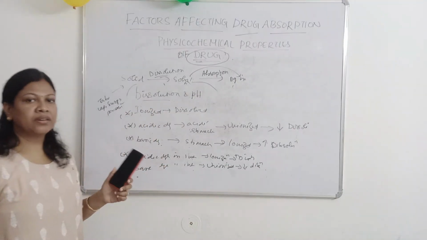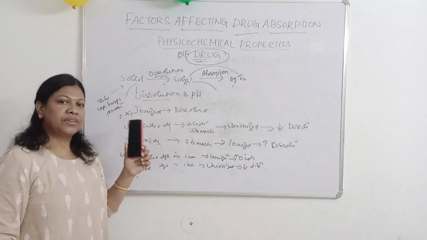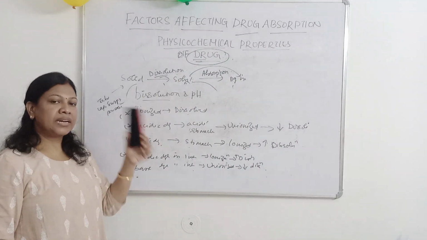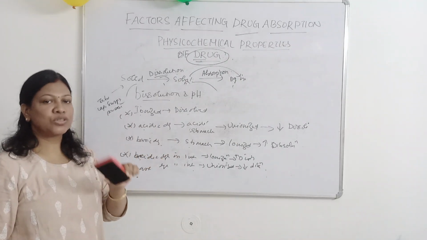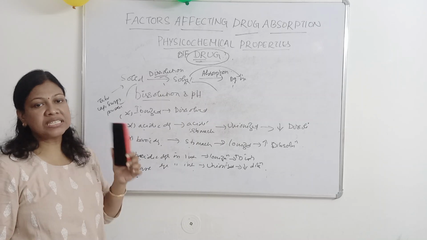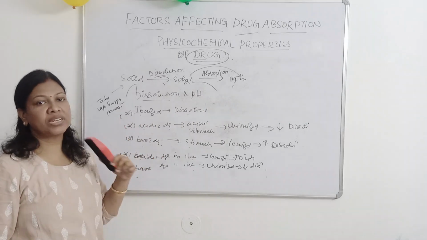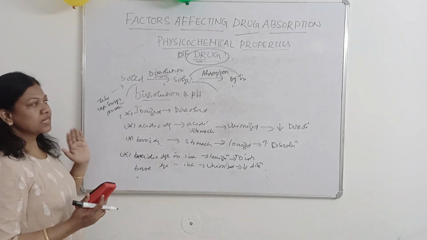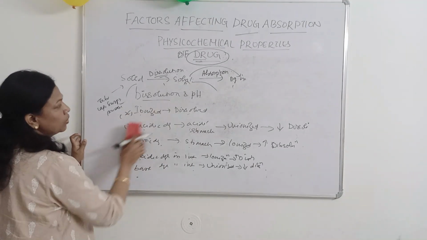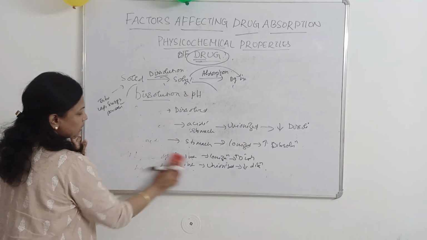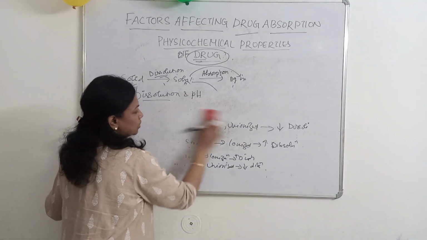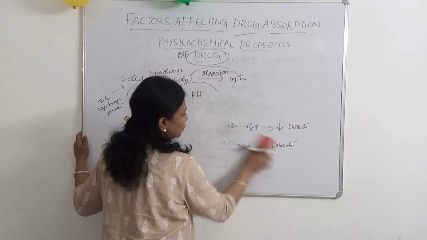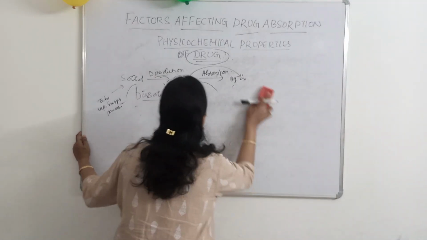So what does it mean? Acidic drug will have greater dissolution in the small intestine, whereas basic drug gets dissolved more in the stomach, that is the gastric region, because of its ionization. This is all about dissolution and pH. So if you need to explain the theory of dissolution, you can explain it by the Navier-Stokes equation.